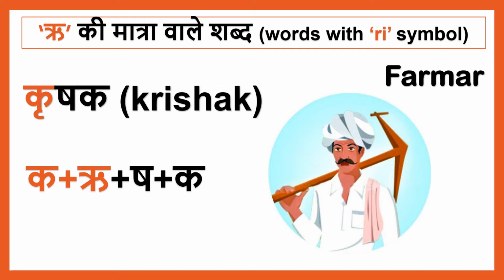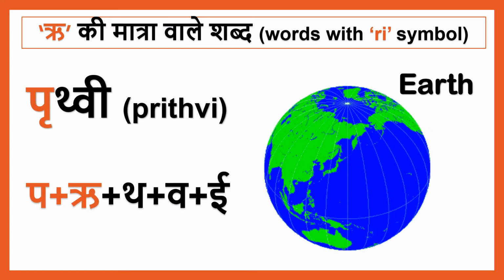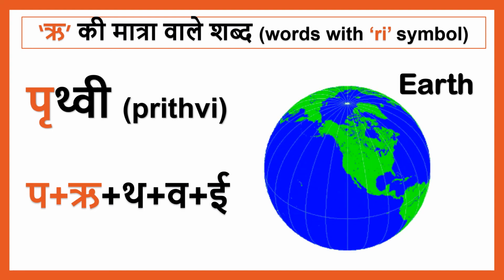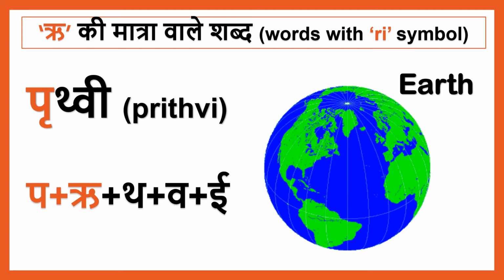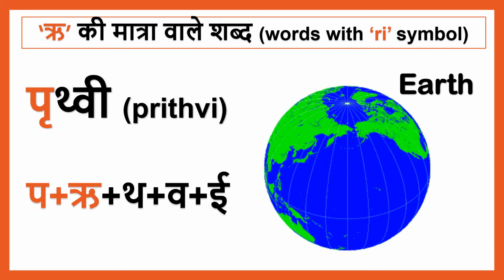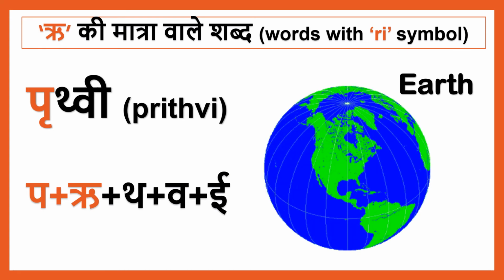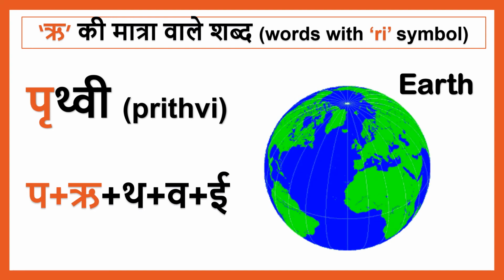Next word is ka plus re plus sh plus ka. Ka, re, kri, sh, ka. Krishak. Krishak means farmer. Next word is pa plus re plus tha plus va plus e. Pa, re, pri. Tha, va, e, vi. Pri, tha, vi. Prithvi. Prithvi means earth.